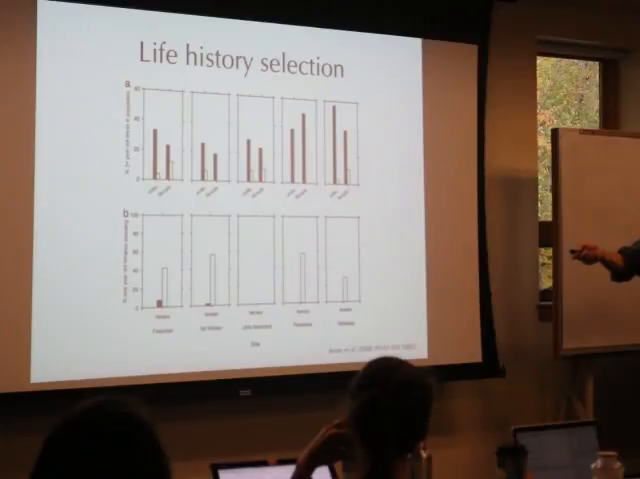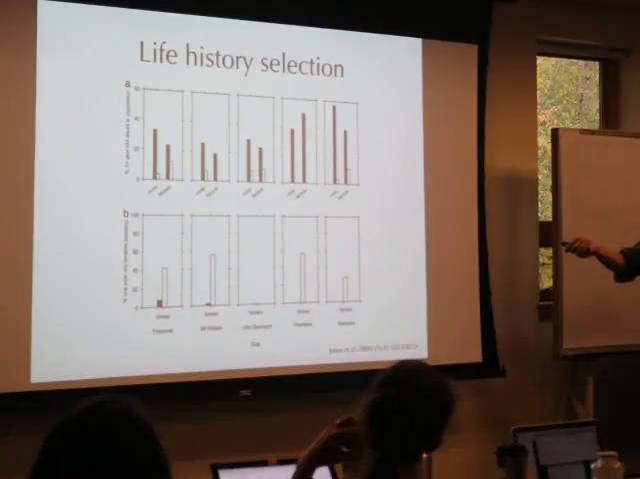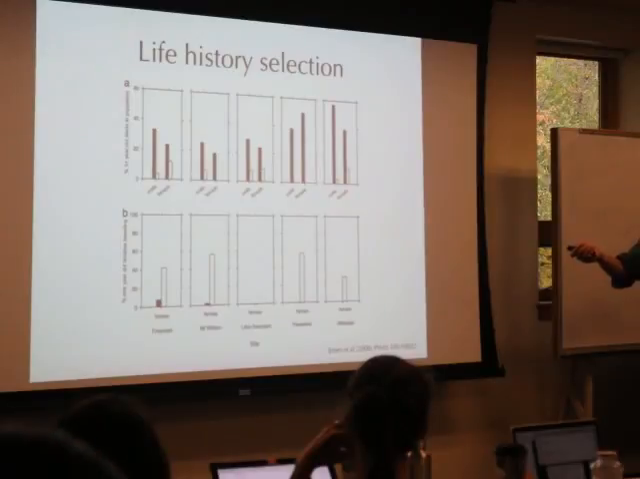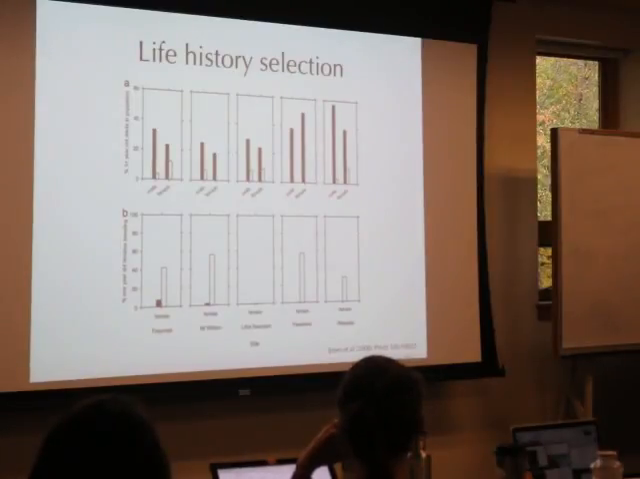So here's the number of 3+-year-old individuals in the population. Black is before the disease and white is after the disease. And you can see after the disease, most individuals are younger than 3. So all the 3+-year-old adults have disappeared from these populations.